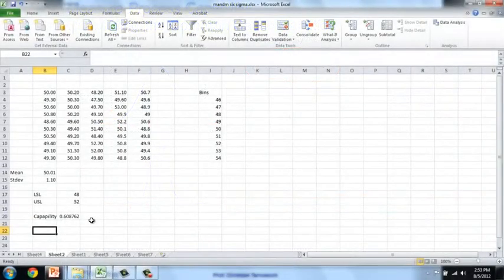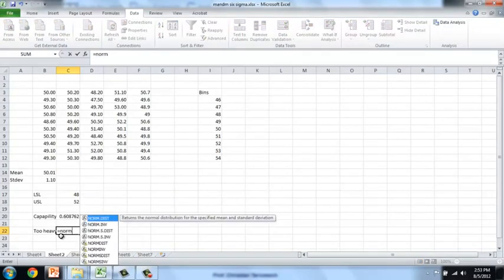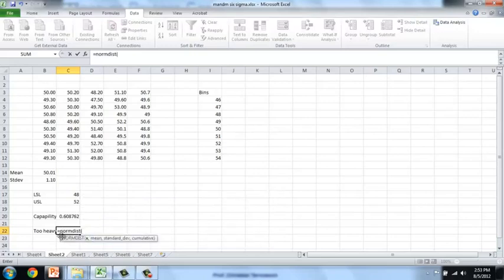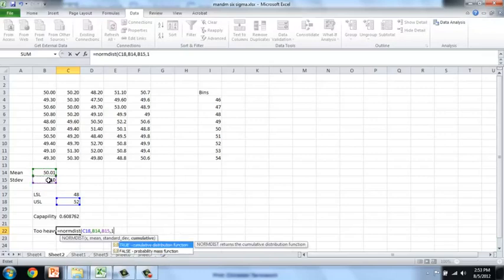So how likely is it going to be that we encounter a bag of M&Ms that are heavier than 52 grams? So what's the probability that the bag is too heavy? I can get to this by using the normal distribution function in Excel and looking at the 52 grams relative to a distribution with 50 as a mean and 1.1 as a standard deviation.